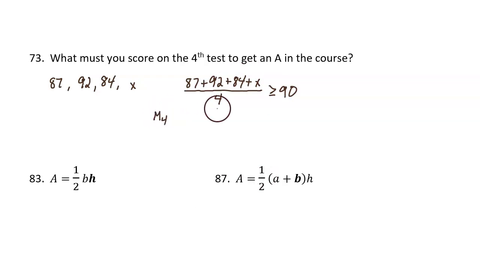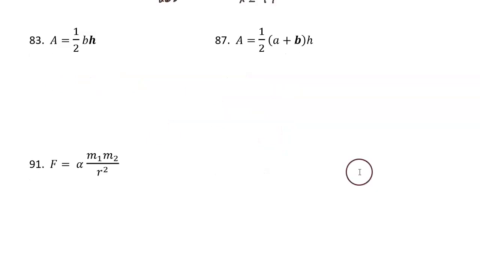We can multiply by 4 on both sides, which will cause the 4 to move to this side. And let's even add up those 3 numbers. That makes 263 plus x is greater than or equal to 360. Now we can subtract the 263 from both sides to get the x alone. And the result is 97. On our fourth and final test, we have to score at least a 97 in order to get an A in the class.